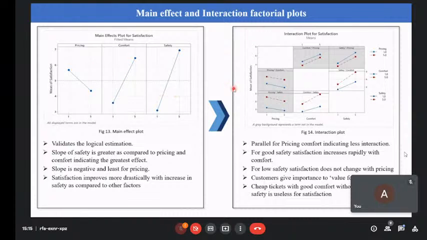The second part of the analysis involved the interaction plots, where we could see, in combination, for example, the combined effect of safety and comfort, and how it affects customer satisfaction. This helped us derive inferences like, for example, cheap tickets with good comfort but without a considerable amount of safety will have no value for customer satisfaction, and it also helped us identify factors such as value for money.